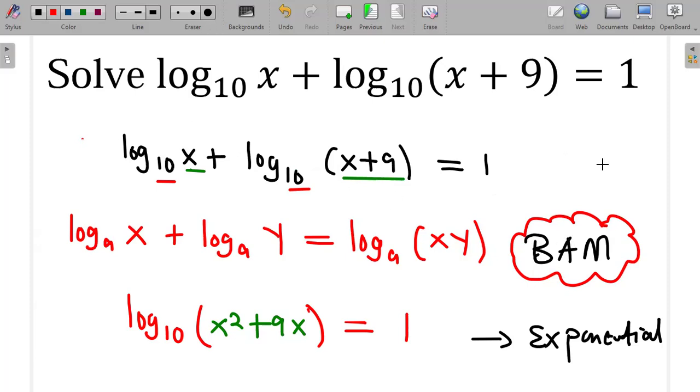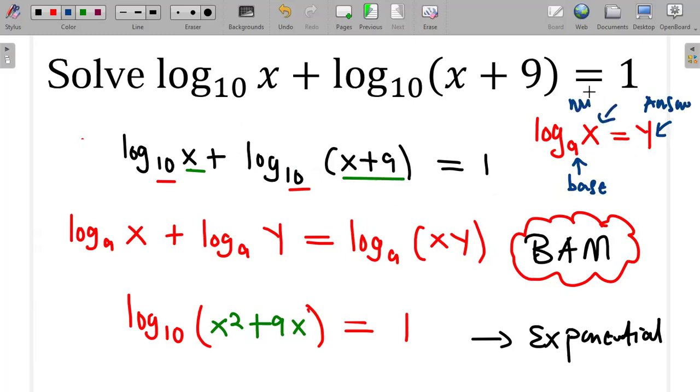So whenever you write a log equation, let's say log base a of x is equal to y. This small letter a is the base, and the y is the answer. And then the x here is what is in the middle. So we abbreviate this as B for base, A for answer, and M for middle. To convert from this log form to an exponential, we simply say the base to the power answer is equal to what is in the middle.